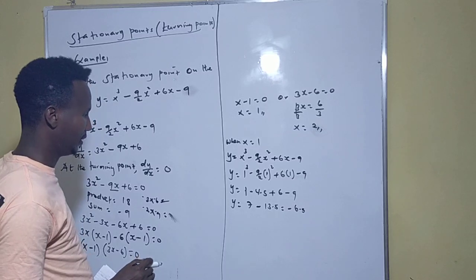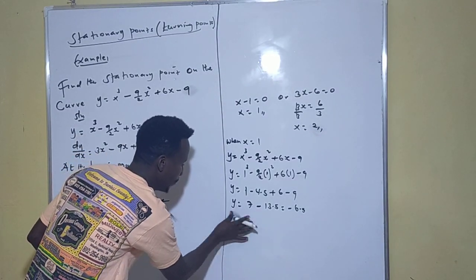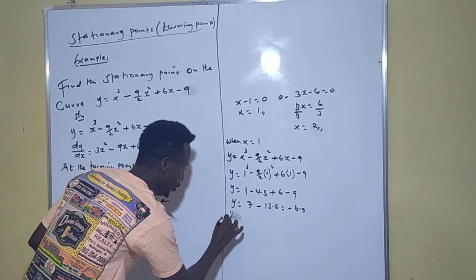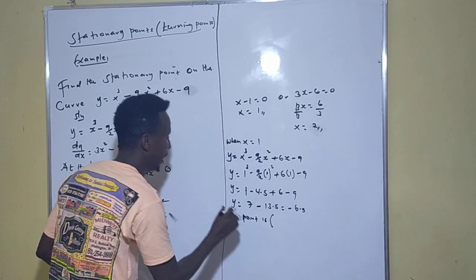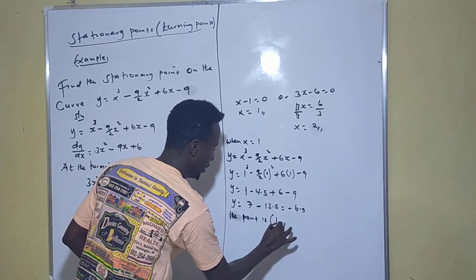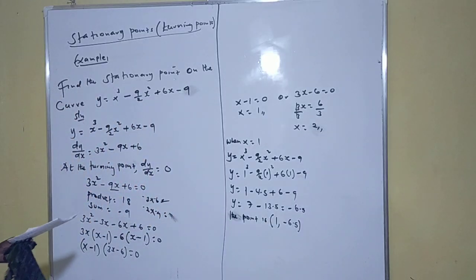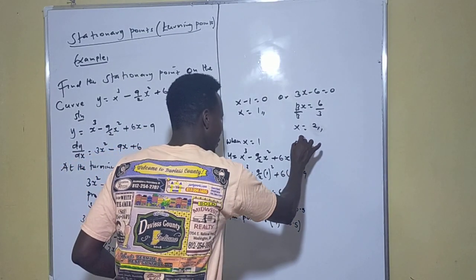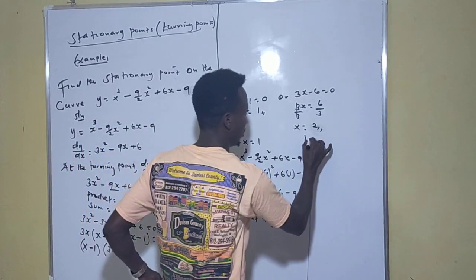Just understand that. Okay? So in this situation, the point will be, open the bracket, x is 1, comma, y is negative 6.5. So that is the first point for your information. Then coming to the second point, okay? Coming to the second point, when x is what?